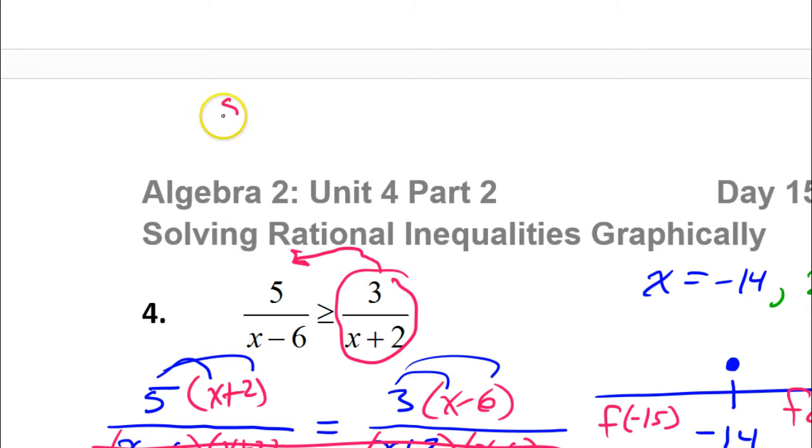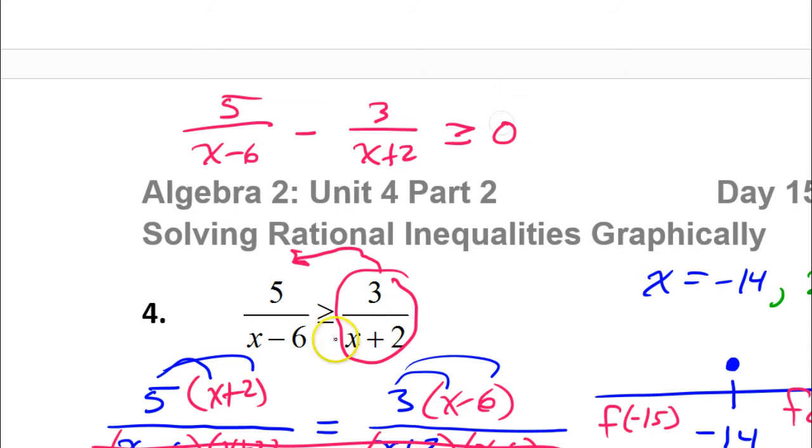I've got the 5 over x minus 6, just copying that down. But if I move the 3 over x plus 2 over to the left by subtracting it, I'm going to have minus 3 over x plus 2, and that's greater than or equal to 0 at this point because I've subtracted it. I recommend using this strategy whenever you have a variable on both sides. Now I'm going to put this in my calculator and compare it to 0 again. Does that make sense, Luis?